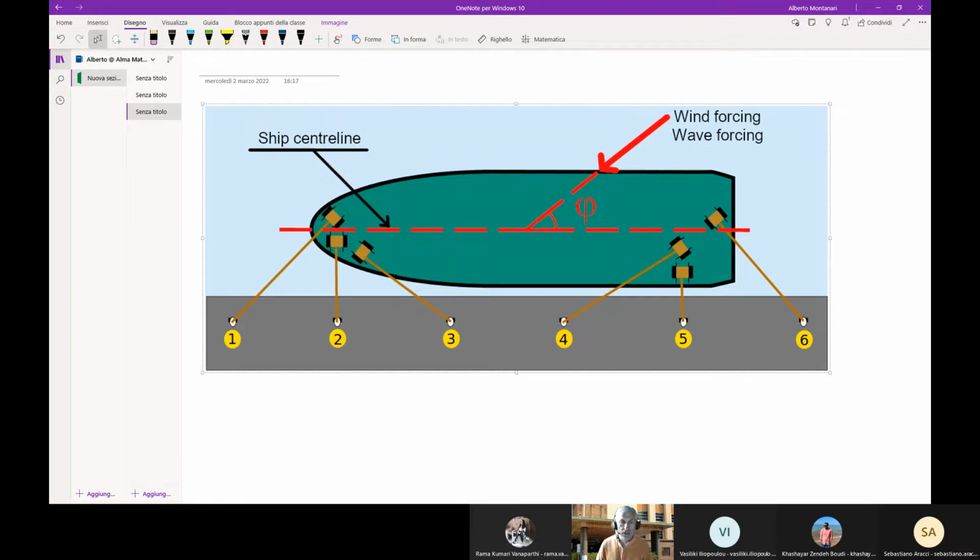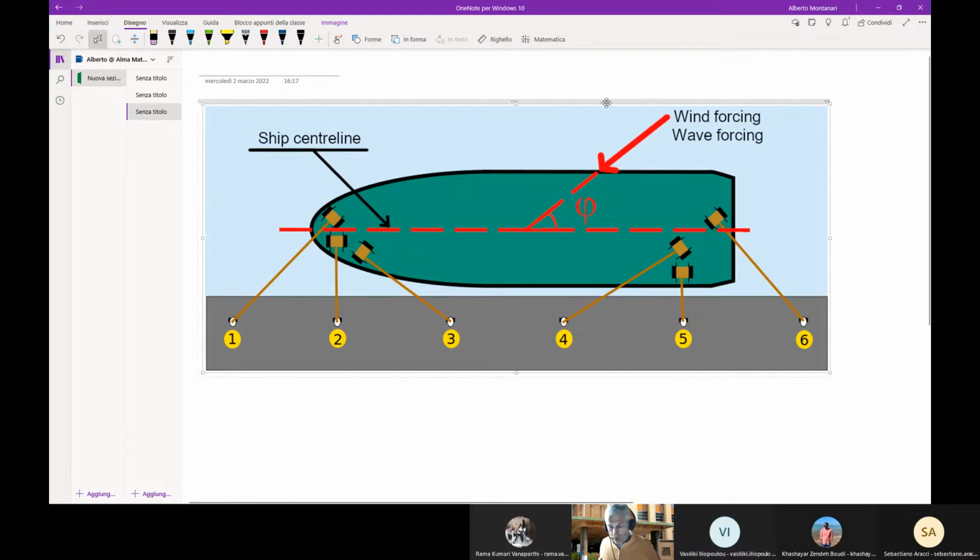Then you have 2 and 5. Number 2 is called the forward breast line, and 5 is the aft breast line. They keep the ship close to the pier, to the berth. If you get an opportunity to go to a marina, I invite you to look at the number of lines they use. Of course, the heavier the ship, the more rigorous you have to be. Okay, thank you. No problem.